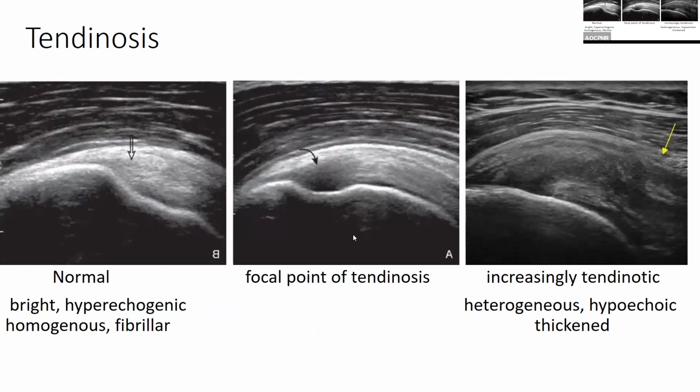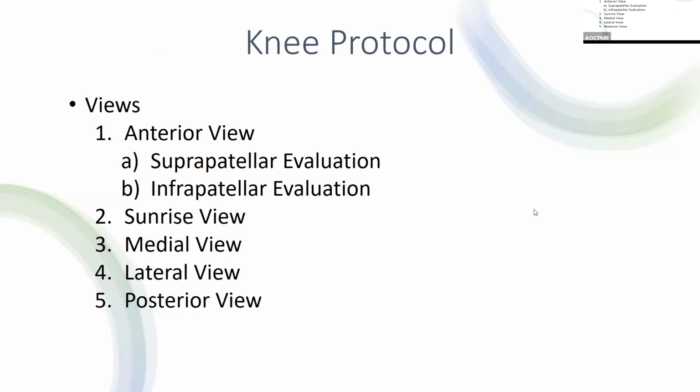Moving on. Tendinosis, when tendons become thickened, heterogeneous, and hypoechoic. It's more fiber disorganization and micro tears turn to macro tears, and then this kind of tendon is the one that ruptures. So knee, we're going to look at anterior, medial, lateral, and posterior views.